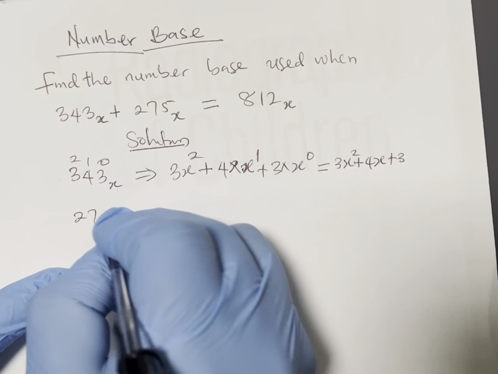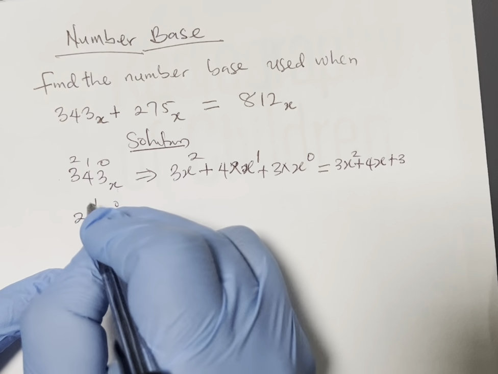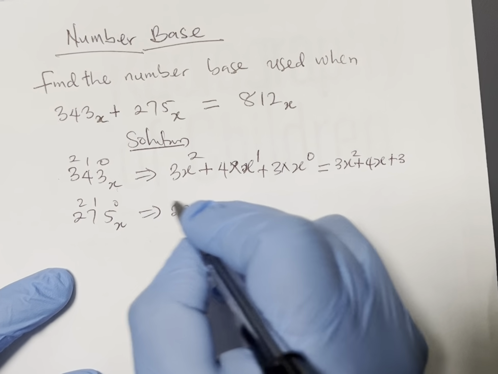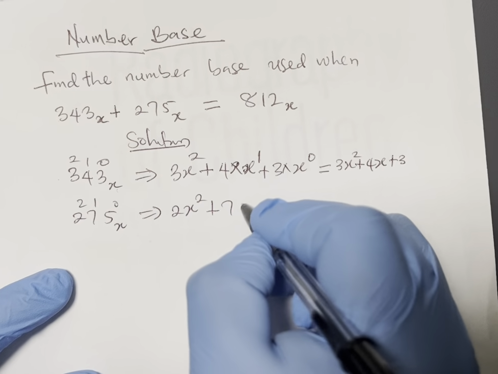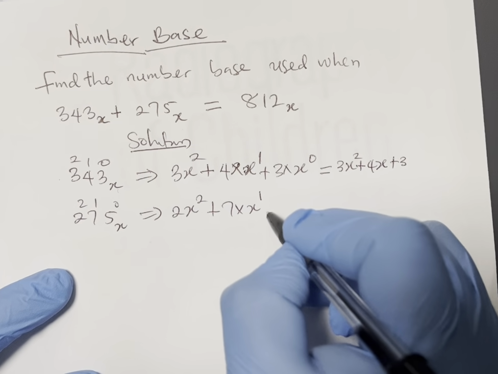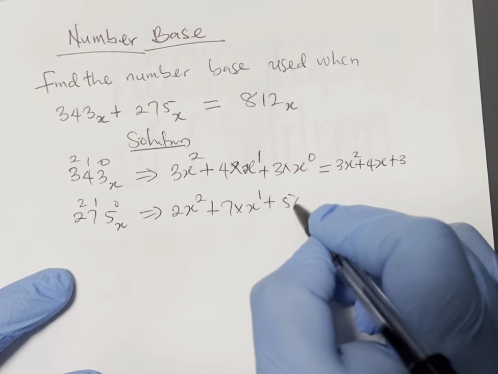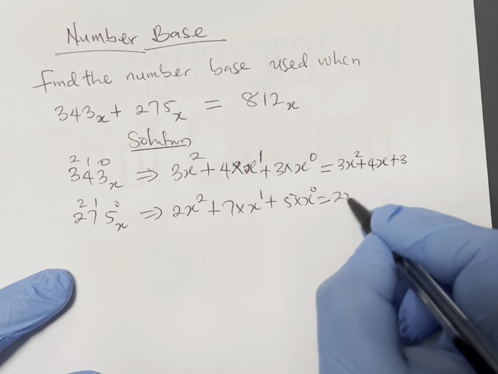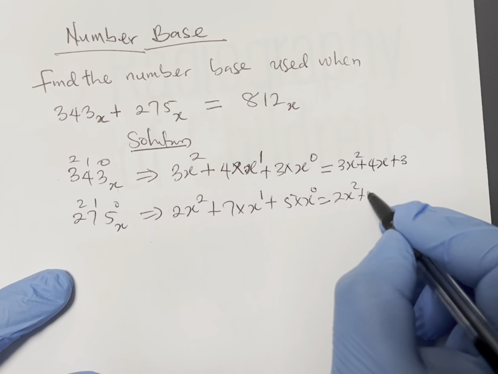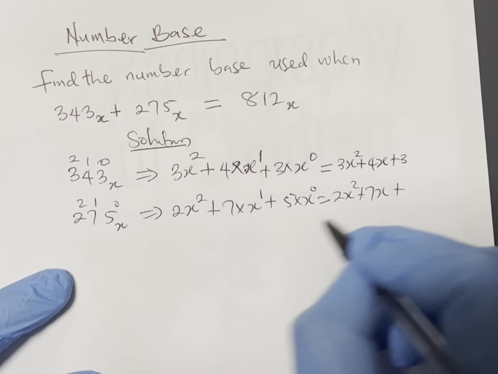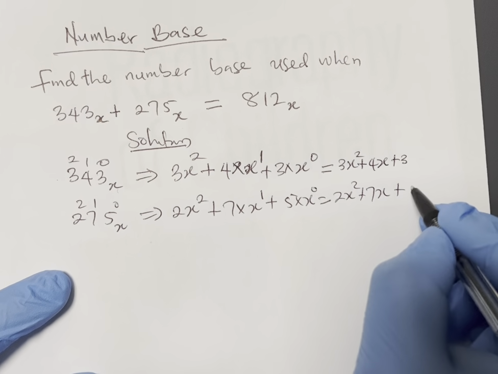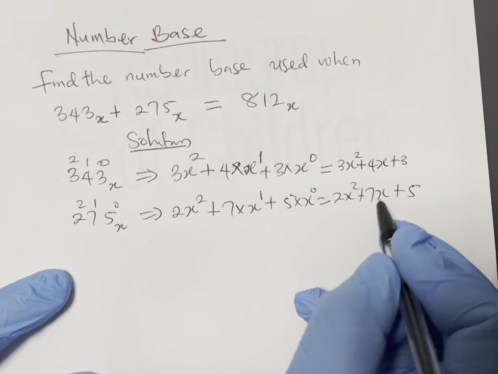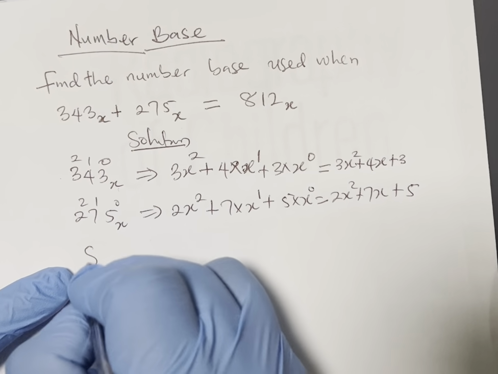I'll bring out 275 in base x, number it as usual. So this is going to be 2 times x raised to the power of this 2 plus 7 times x raised to the power of 1 plus 5 times x raised to the power of 0. So this is the same thing as 2x squared plus 7x plus, x raised to the power of 0 is 1, 1 times 5 is 5. Remember, x raised to the power of 1 is x. x times 7 is 7x. So I'll do the same here.